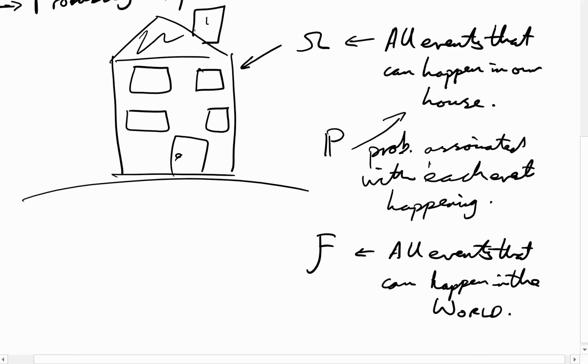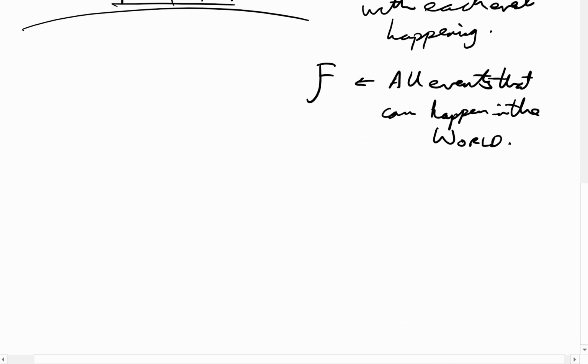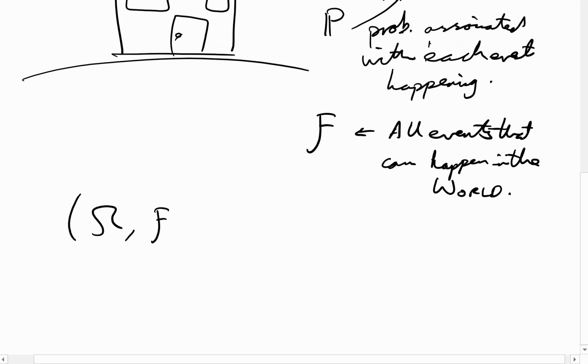So therefore I can form a probability triple from that. I've got sigma, which is all the events that can happen in the house. I've got F, which is all the events that can happen not just in the house but in the whole world. There'll be some things that can happen in the world that can't happen in the house, so obviously F has got to be bigger than sigma. And then we've got the probability: all of the events that happen in the house, I'm going to define by some probability, which I'm going to call P.